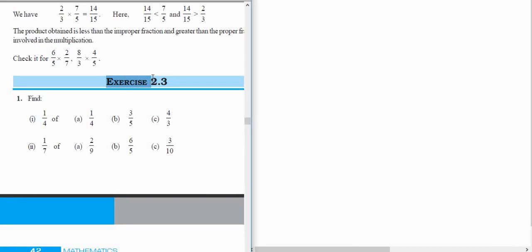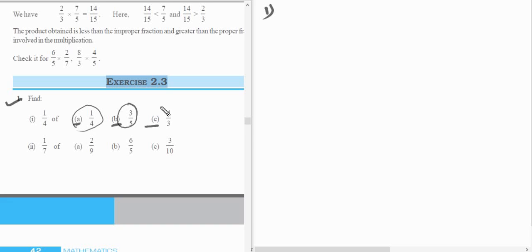Now see, this is your exercise 2.3, right? We have done 2.2 in the last video. Here it is your exercise 2.3 and I am going to start this exercise. So the first question is to find 1/4 of this, 1/4 of this and 1/4 of this. It means we have to multiply, right? We have to multiply it.